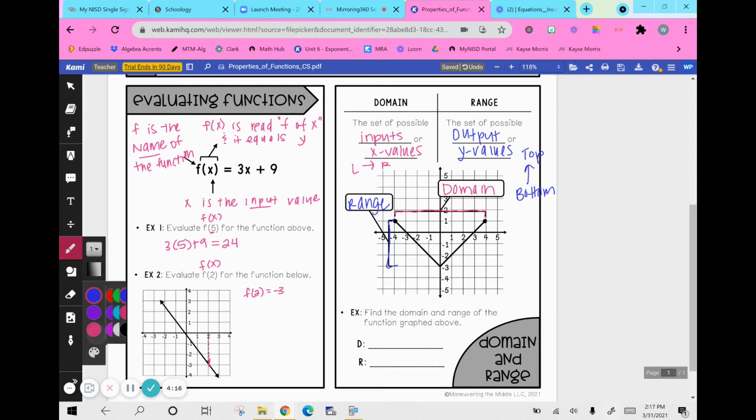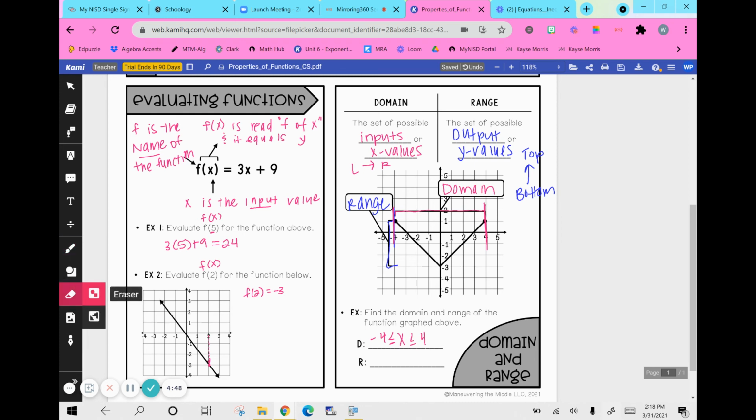So for domain, I'm going to start over here at my leftmost point, which is -4. And that's a closed circle there, so I'm going to include it, meaning I'm going to put less than or equal to. And since we're talking about my x values, I'm going to put an x here. And I go all the way to my rightmost point, which is +4. And again, that circle is closed, so we're going to include that value, less than or equal to 4. And that just means that x is between -4 and +4.